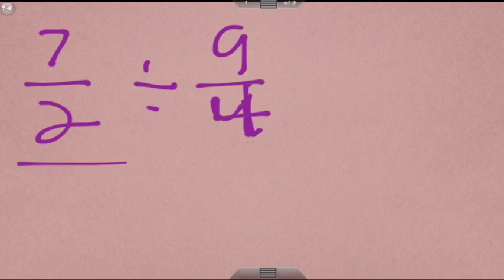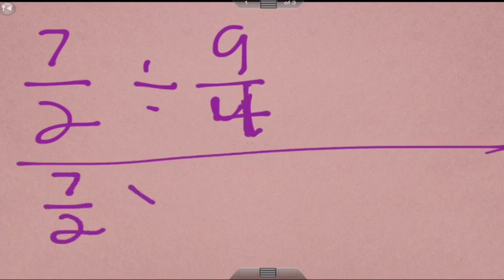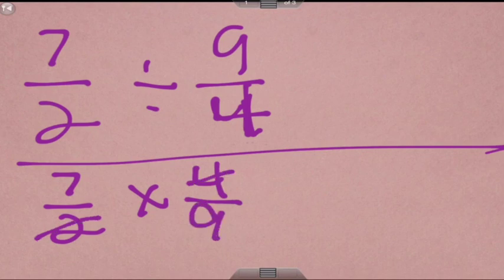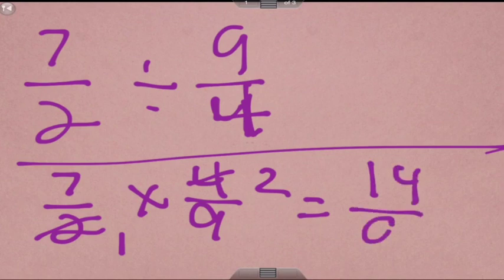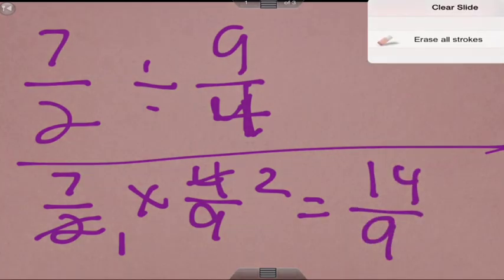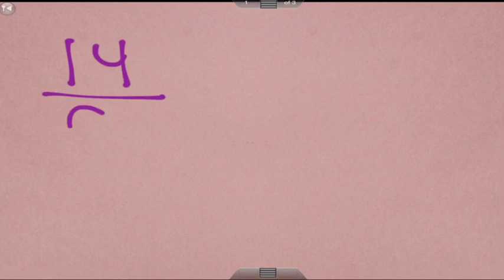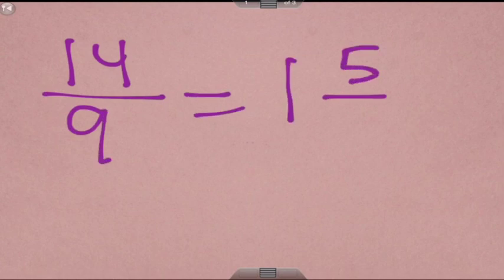Now I need to rewrite it. So it's 7/2 times 4/9. I see I could cross reduce here. So it's 14 over 9. You're not quite done though, because 14 over 9 I need to make into a mixed number. 9 goes into 14 one time, with 5 9ths left over.